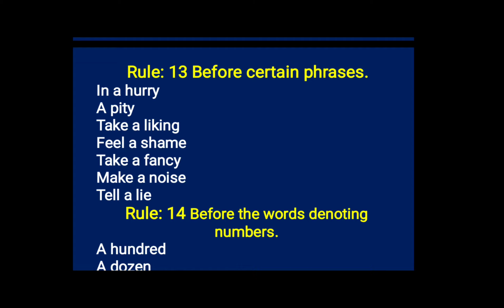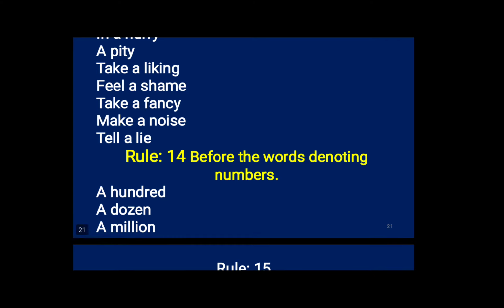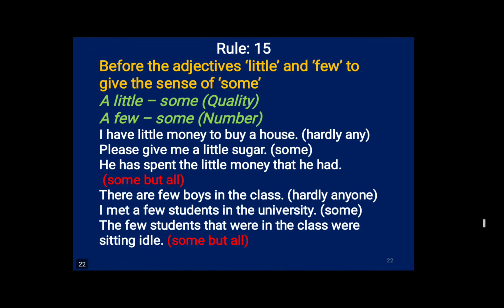And coming to rule number 14. Before the words denoting numbers also we use the indefinite article a. A hundred, a dozen, a million. Follow? Okay.